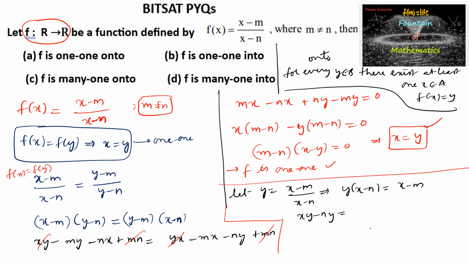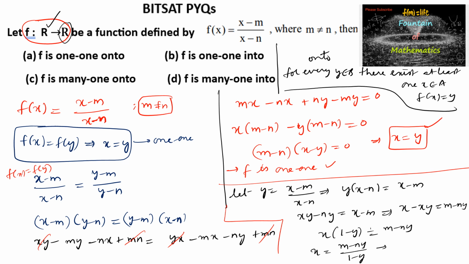So xy minus ny is equal to x minus m, or we can write x minus xy is equal to m minus ny, or taking x common, x times 1 minus y is equal to m minus ny. So x is equal to m minus ny upon 1 minus y. Clearly, for y is equal to 1, x is not defined. Since it is given that x is a real number and the codomain is also real numbers, for y is equal to 1, x is not defined.